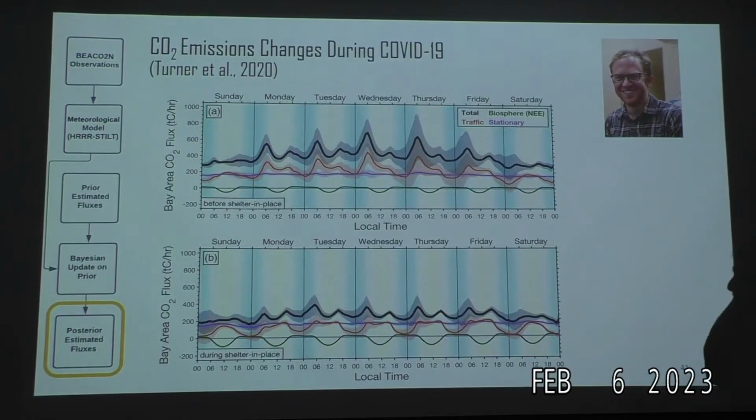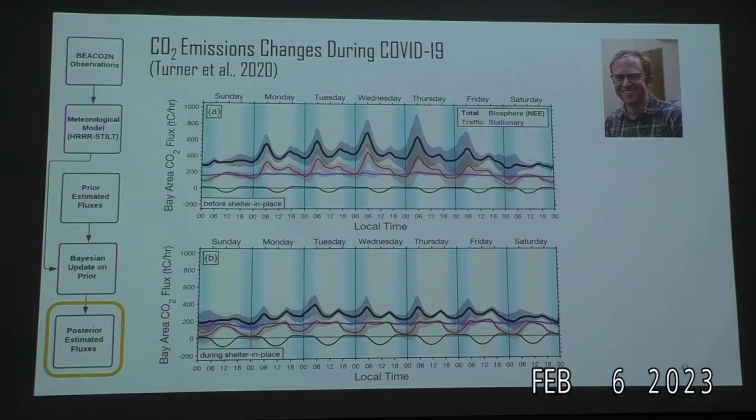So when we put that through the inversion, here's what we get from before. The average emissions were in the neighborhood of 500 tons of carbon per hour in the domain. There was a little bit of uptake by the biosphere midday, and the stationary sources, which include the industry and home heating and other things, were relatively invariant with time of day.